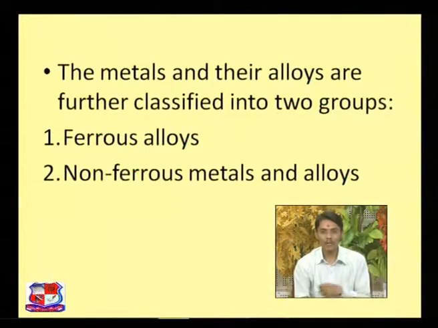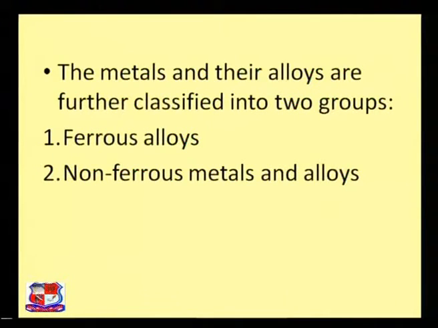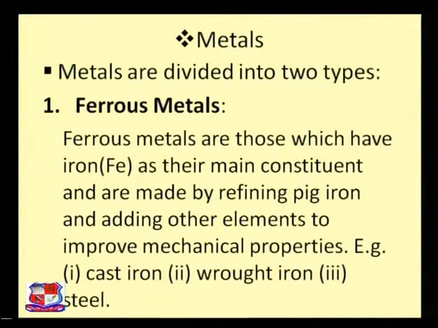Now the metals and their alloys are further classified into two groups. First is ferrous alloys, and second is non-ferrous metals. So there can be a ferrous metal and a non-ferrous metal, and also there can be ferrous alloys and non-ferrous alloys, and that is the further classification into two groups.